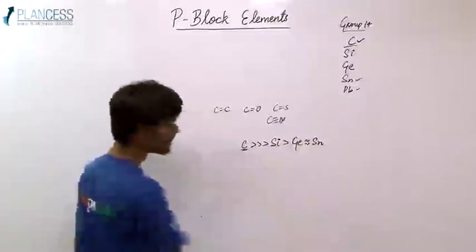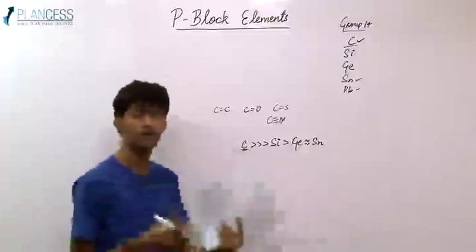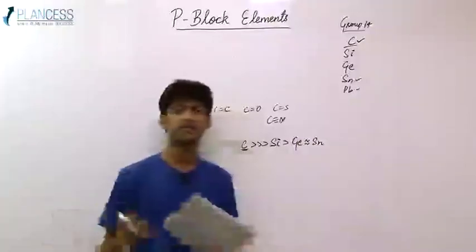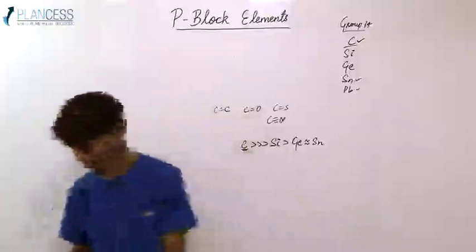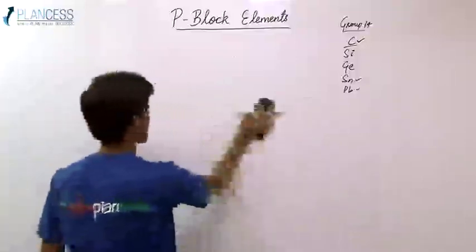However, carbon has a very large catenation property, and because of this catenation property it shows allotropy, and there are 3 allotropes of carbon, namely diamond, graphite and fullerenes. So we will talk about each one of them separately now. First I will talk about the diamond.